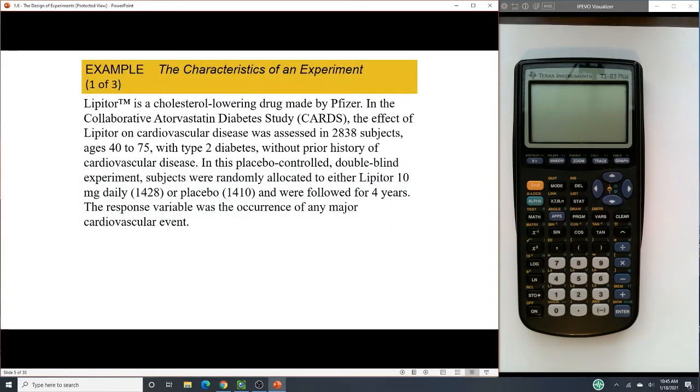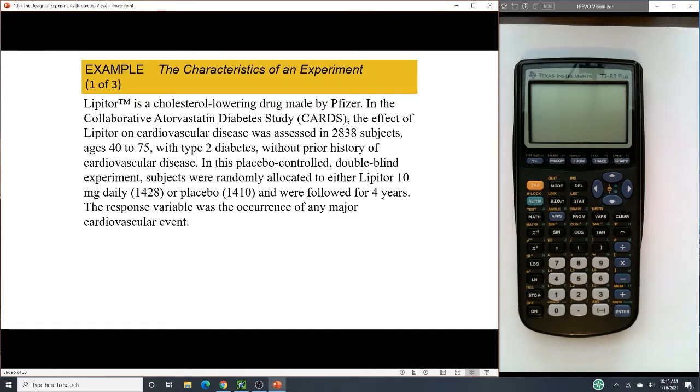All right, so let's look at an example here. Lipitor, this is a drug for cholesterol made by Pfizer, and they want to look at the effects of Lipitor on cardiovascular disease. And this was assessed on 2,838 subjects, ages 40 to 75, with type 2 diabetes.